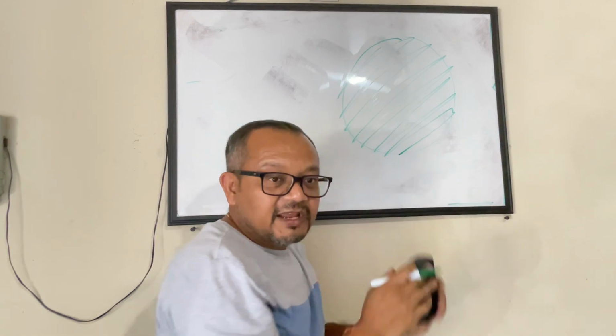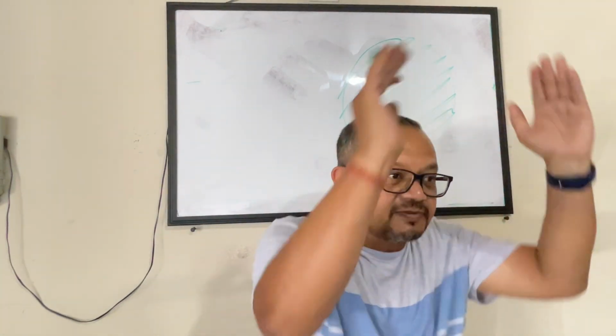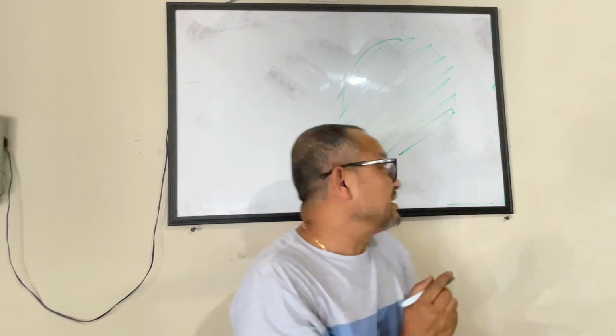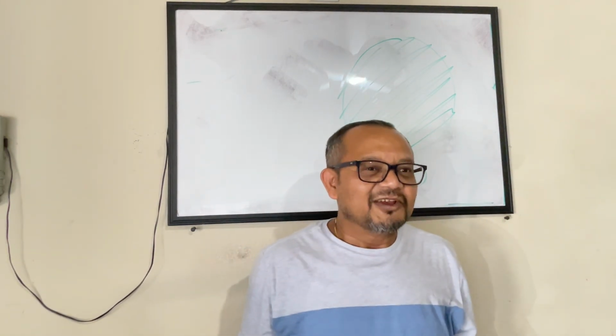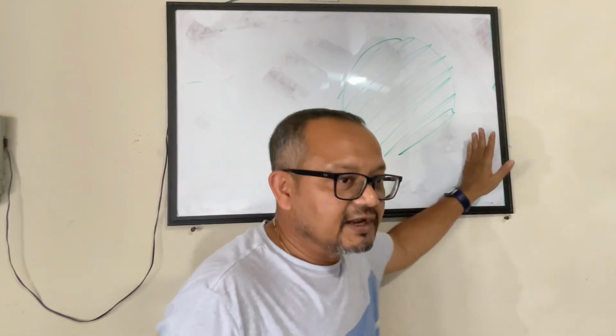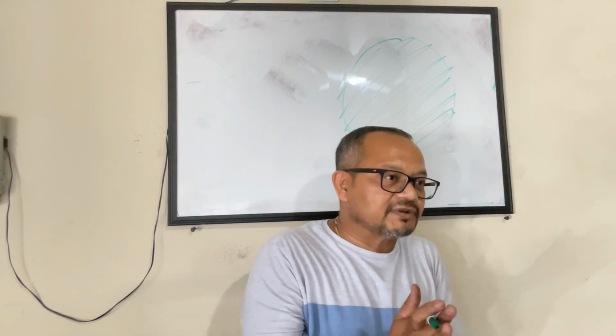If I go to the examination hall and somebody asks how much is the area of a circle, and I say this much, that will have no meaning. If I say this much, my teacher will give me this much. So there is a mathematical way to find out the area of a circle. Tell me who knows the formula for area of circle.